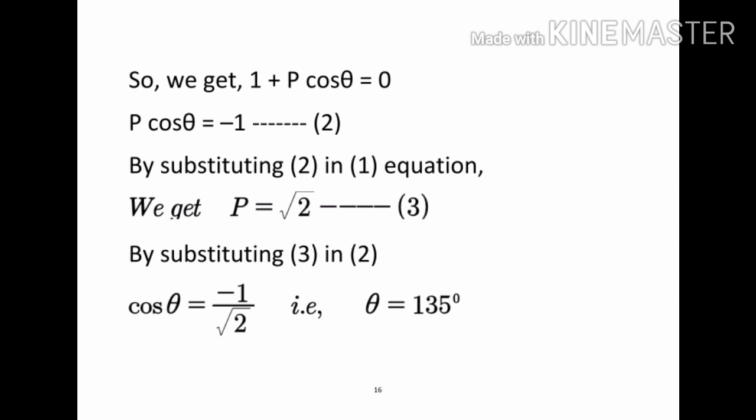Now this second equation is substituted in the first equation, that is p square plus 2p cos theta is equal to 0. Then simplifying this, we can get p is equal to root 2. And this p is equal to root 2 is taken as the third equation. By substituting the third equation in the second equation, we can get cos theta is equal to minus 1 by root 2. That implies theta is equal to 135 degrees.